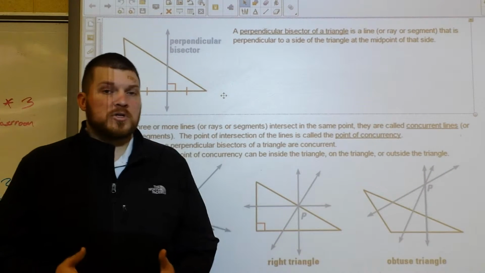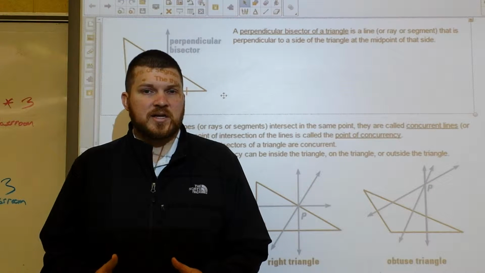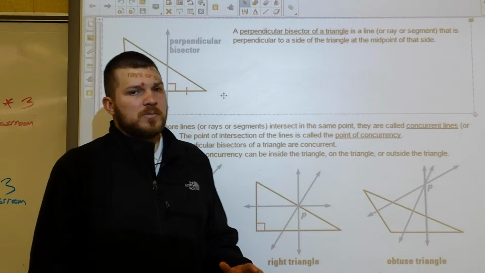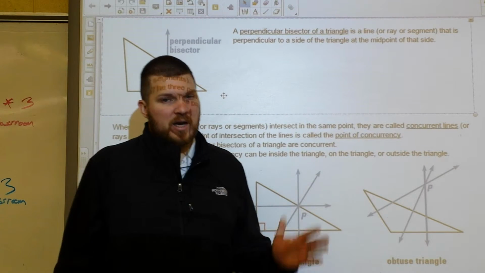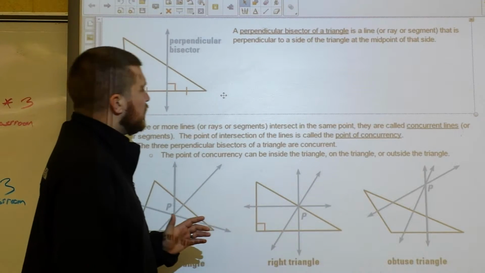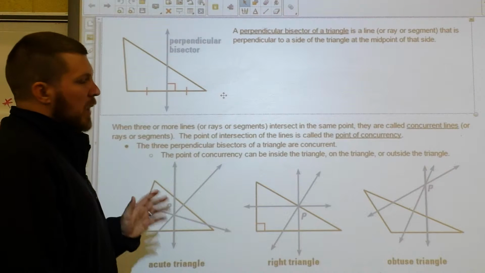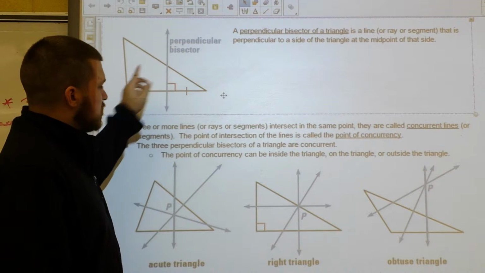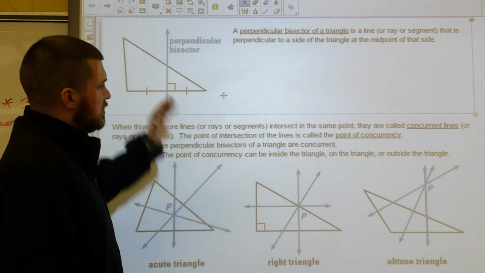Okay, so in this video we're talking all about perpendicular bisectors and how they relate to triangles. You might have seen this before, but honestly I would be kind of surprised if you had. Most likely this is going to be new information. We already know what a perpendicular bisector is. It's perpendicular to any segment or line, and it cuts it into two equal parts.